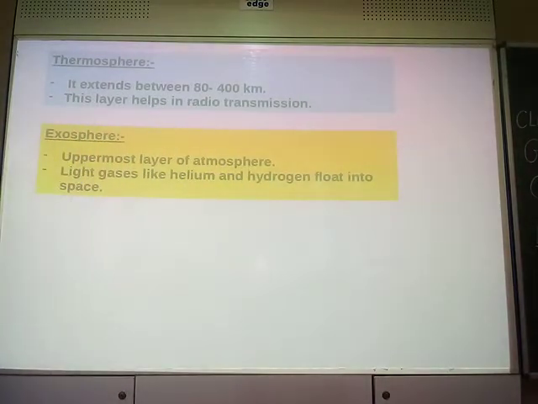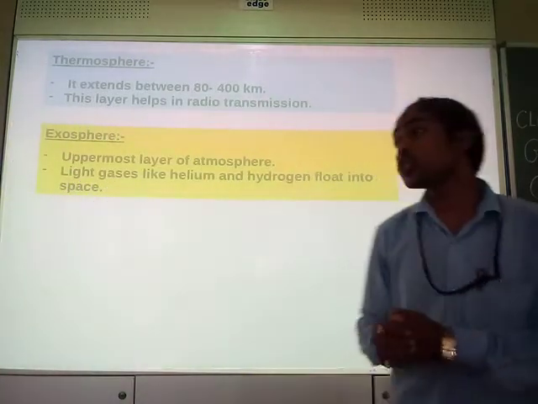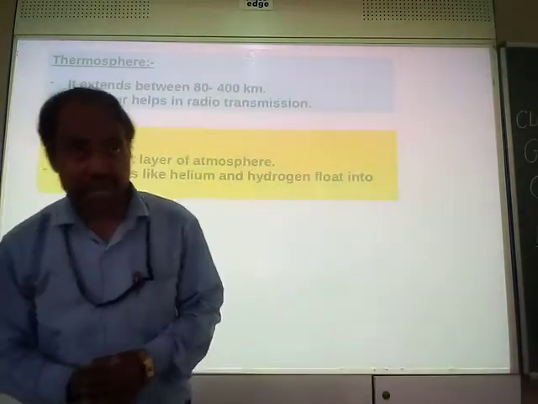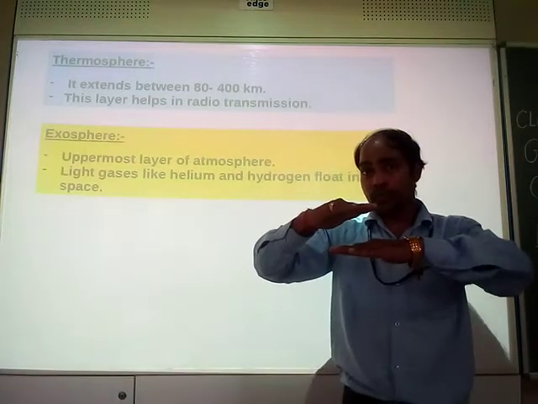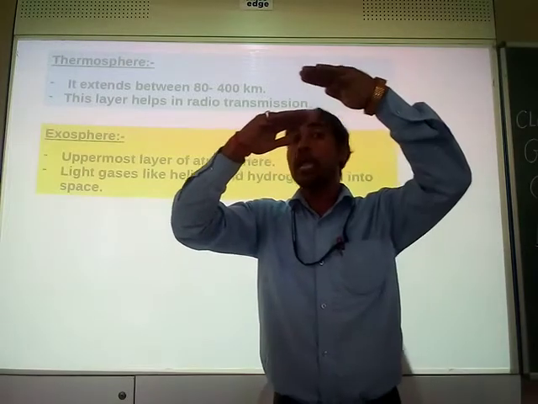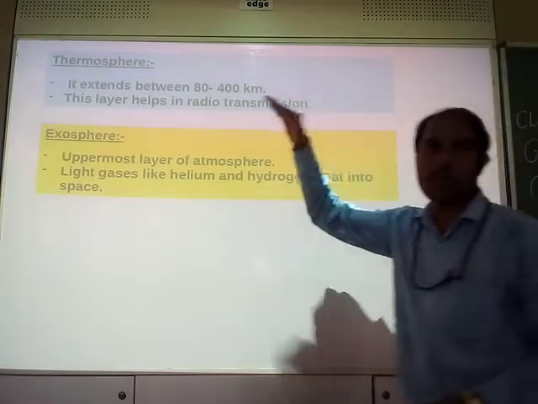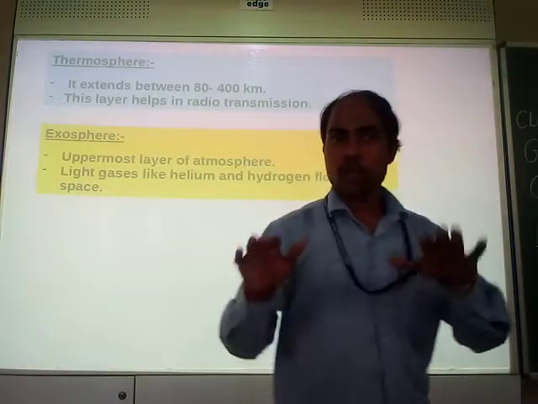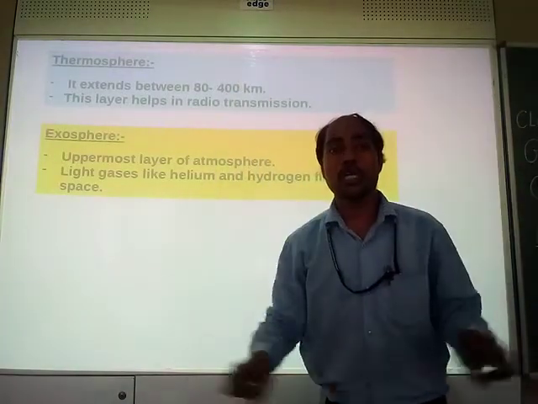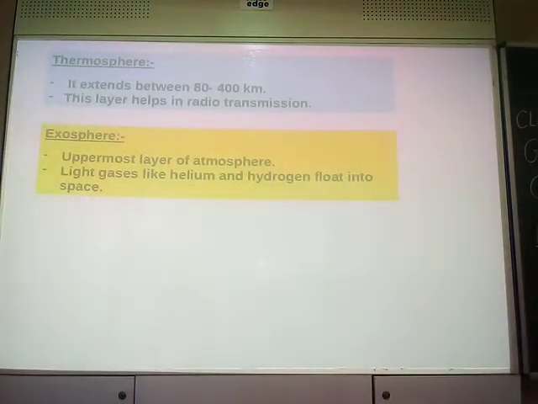These are the salient features, the basic features associated with different layers of atmosphere. Troposphere, then your stratosphere, then mesosphere, then thermosphere, and then exosphere. So these are the different layers of atmosphere. Together they make up the structure of atmosphere. Clear? Very good.